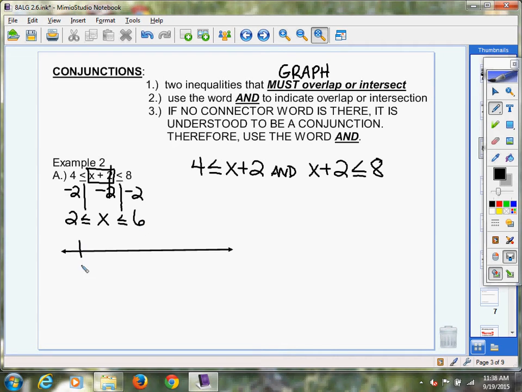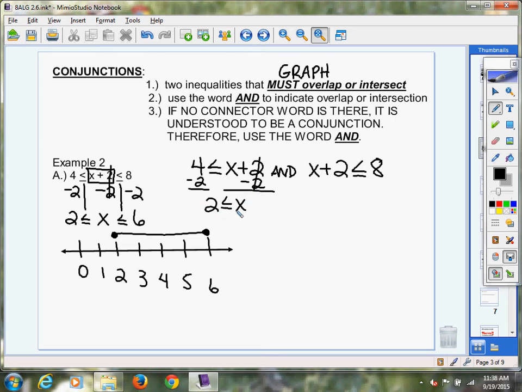So if we do that, we go 0, 1, 2, 3, 4, 5, 6. Then I'm going to do a filled in circle over 2, a filled in circle over 6, and connect them. And there's my overlap piece. That's what I'm looking for. Now, if you choose to separate it out, because visually it helps you to do that, that's fine. You still are going to subtract 2 from each side. So we'll have 2 is less than or equal to x, or in other words, x is greater than or equal to 2.